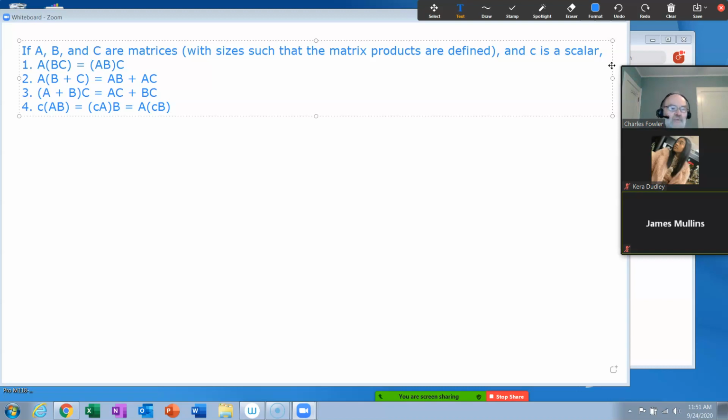Now, I'm going to fiddle with those a little bit. I'm going to see if it'll let me do this. Now, remember it says sizes such that the matrix products are defined. For that first one here, let's just say that A, oh, it's not going to let me write there. I'm in the wrong mode.